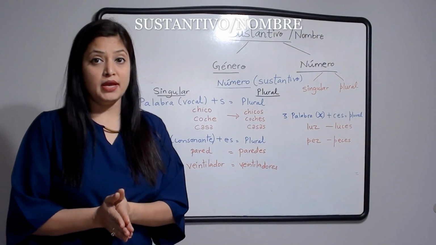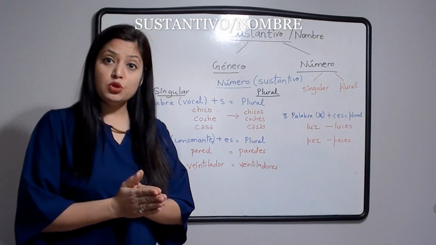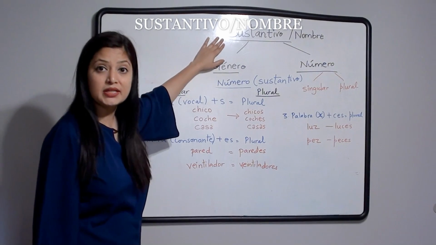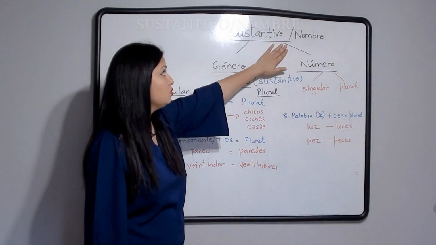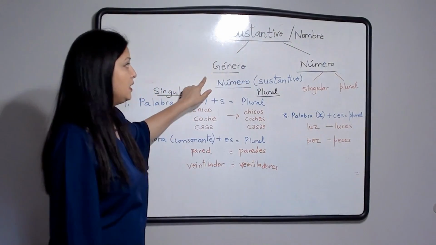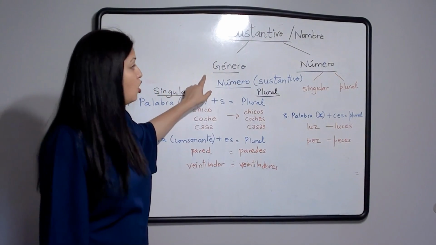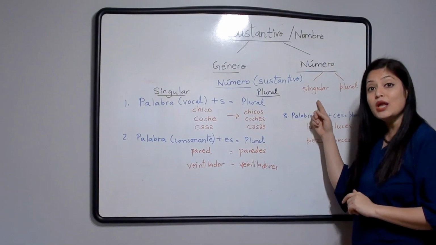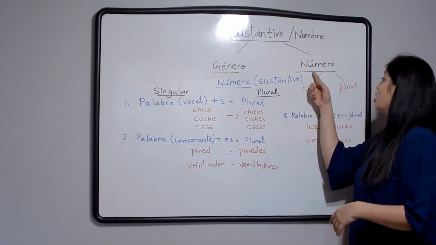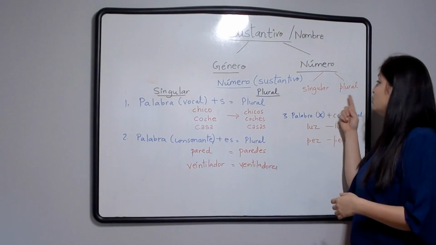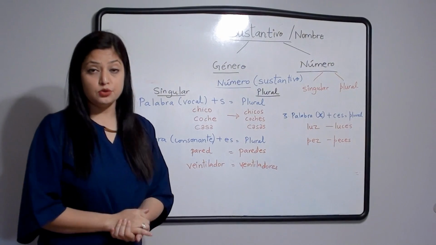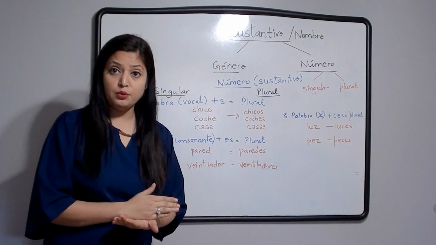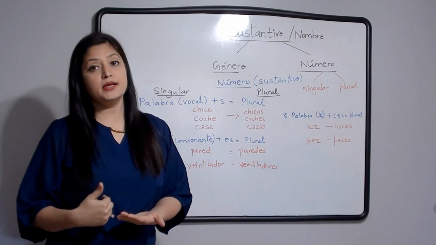So, how do we make the noun singular to plural or plural to singular? So, noun in Spanish is called sustantivo o nombre. So, sustantivo tiene género, a gender, o número, which is a number. Can be singular, or número can also be plural. Let us learn the rule. How do we change a singular noun to a plural noun or a plural noun to a singular noun?